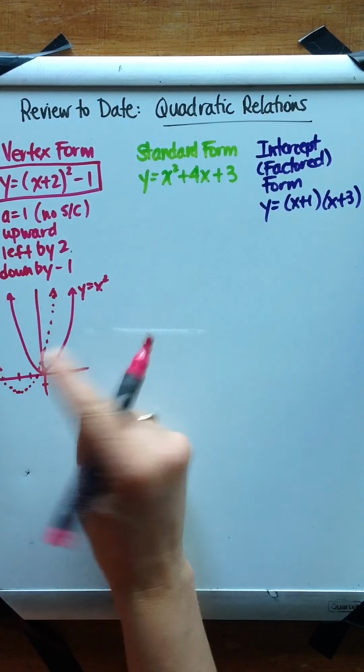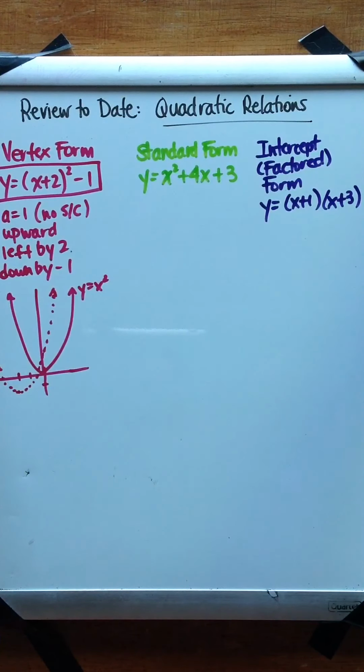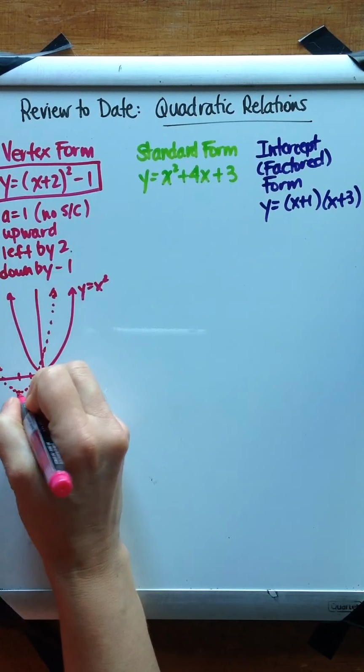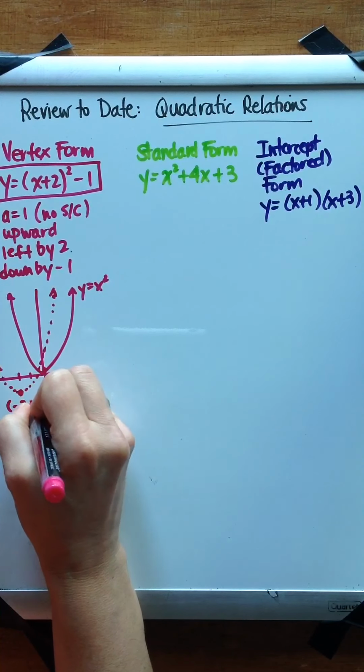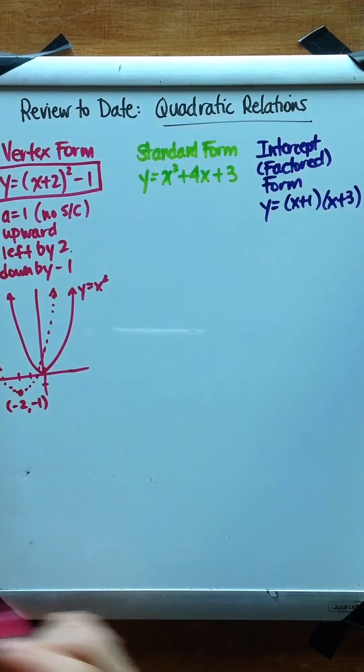So to the left 2 and down by 1 means that it might look something like this. And it's always good to have a comparison to y equals x squared so you can see how they're similar and how they're different. And we can probably get a reasonably accurate sketch from that. Okay, we could also label this vertex here as being (-2, -1). And that's really all the level of detail we could put on here.